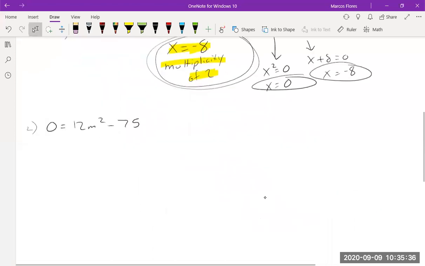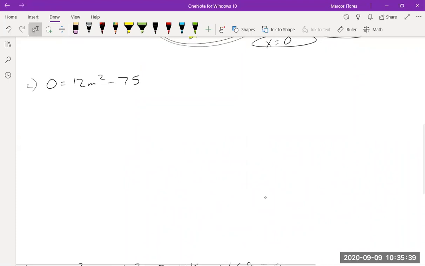All right. Example 2. 0 equals 12m squared minus 75. What is my GCF? Three. It is 3. That leaves me with 4m squared minus 25.